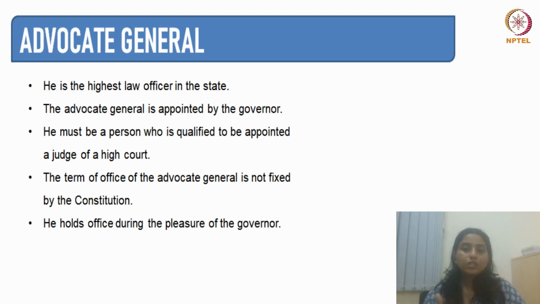The constitution does not fix any term of office of the Advocate General. It also does not provide any procedure or grounds for the removal of Advocate General from his office. It only says that he holds office during the pleasure of the governor. So this is all about state executive. We dealt in detail with respect to the governor, especially the powers of the governor, because that is the most important post. And then there is chief minister, council of ministers, and advocate general.